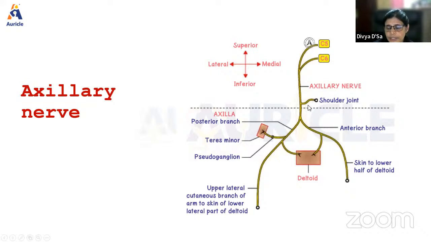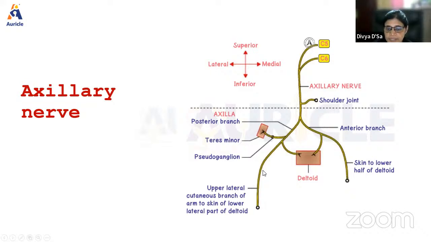shoulder joint. It winds around near the neck of the humerus, and then it divides into two, a posterior branch and an anterior branch. Anterior branch supplies the deltoid as well as the skin on the lower half of the deltoid, whereas the posterior branch supplies the teres minor muscle, and also supplies the deltoid. It also forms a pseudoganglion.